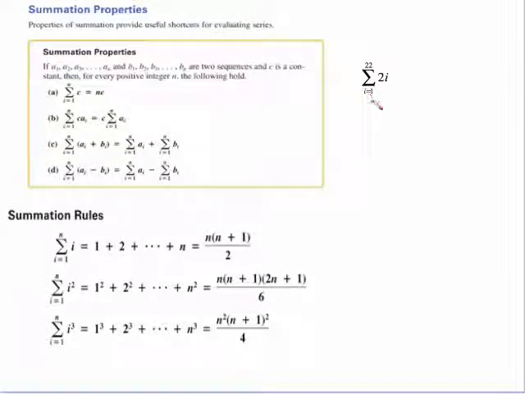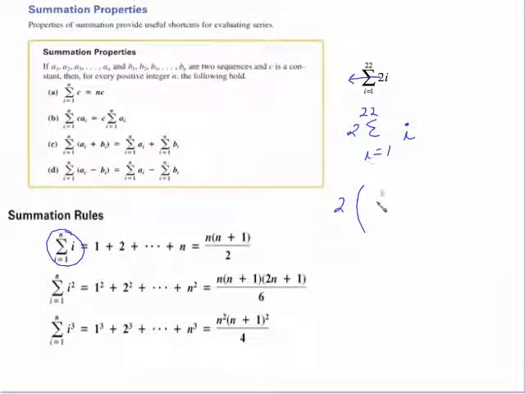So I've made up an example right here for i equals 1 to 22 of 2i. This property right here says I can pull this 2 out in front and do 2 times the summation of i equals 1 to 22 of just i. Now what is that? That's this right here. This is the sum of the first 22 integers. So 2 times the formula for the sum of the first 22 integers.